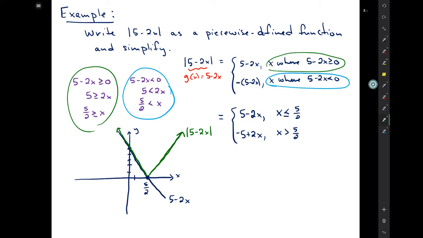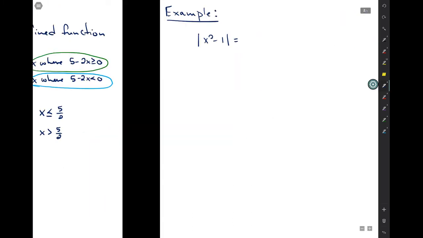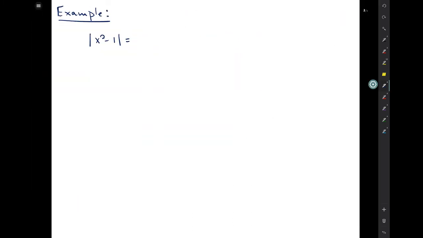Okay, let's see one more example to really get this algebraic part down. I want to find the absolute value of x squared minus 1. So again, just using my definition, I know that this is just going to be x squared minus 1 whenever x squared minus 1 is greater than or equal to 0, and negative x squared minus 1 whenever x squared minus 1 is less than 0. So now we have this slightly more complicated inequality, and here's how I solve that.